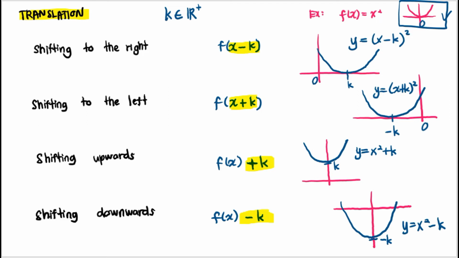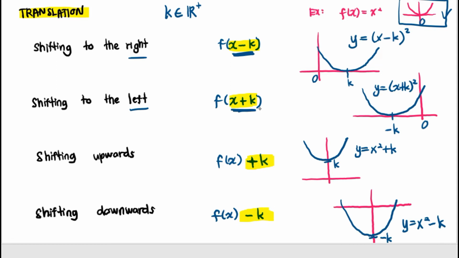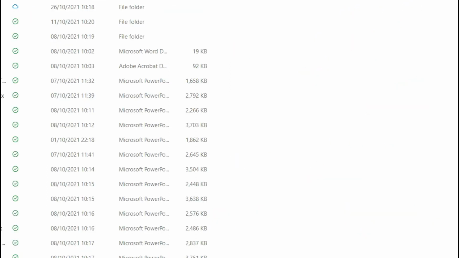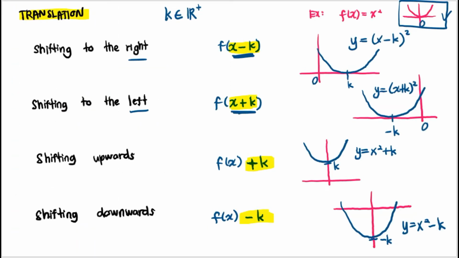So we have four types of translation here. Shifting to the right, we have f(x minus k). Shifting to the left should be f(x plus k). Shifting upwards, we have f(x) plus k, and shifting downwards will be f(x) minus k, provided that k is a positive real number.